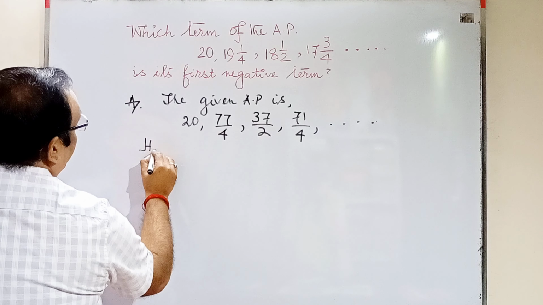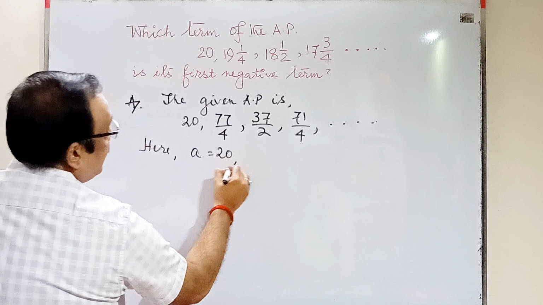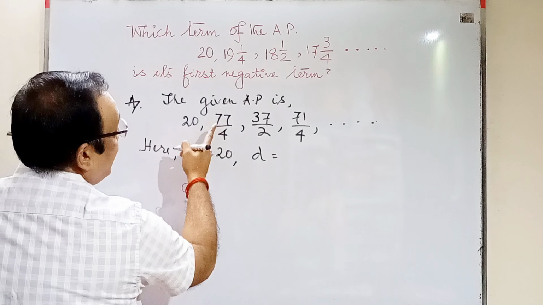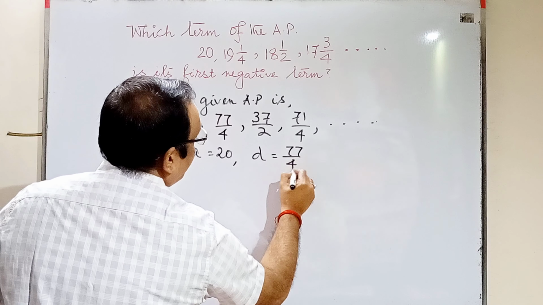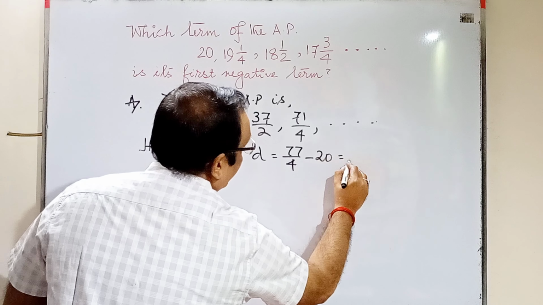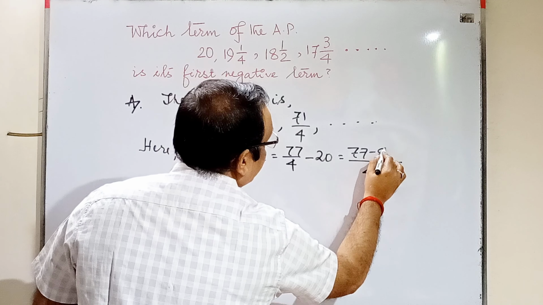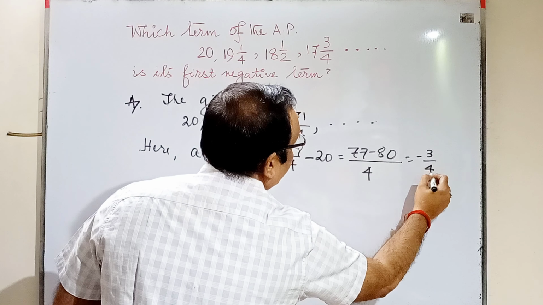So here A is the first term, which is 20. D, the common difference, will be second term minus first term. So 77 by 4 minus 20. So 4 is the LCM. So you get 77 minus 4 into 20, 80. So you get minus 3 by 4.